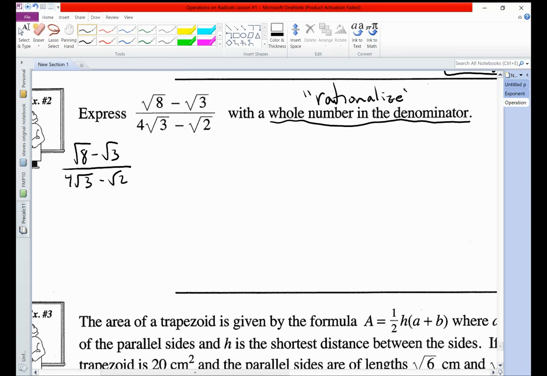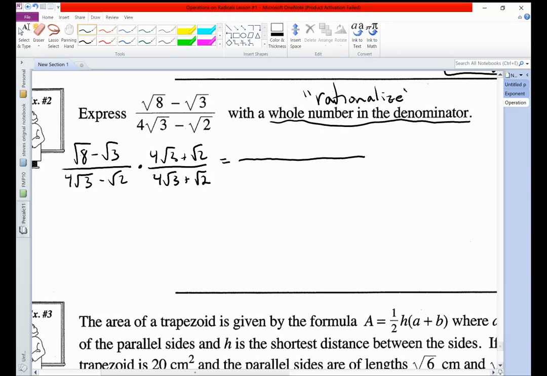And now we want to multiply both top and bottom by the conjugate. So I'm going to multiply by 4 root 3 plus root 2. And again, the same thing in the top. So in this case, we can do the top first if you'd like. So we're going to FOIL it.